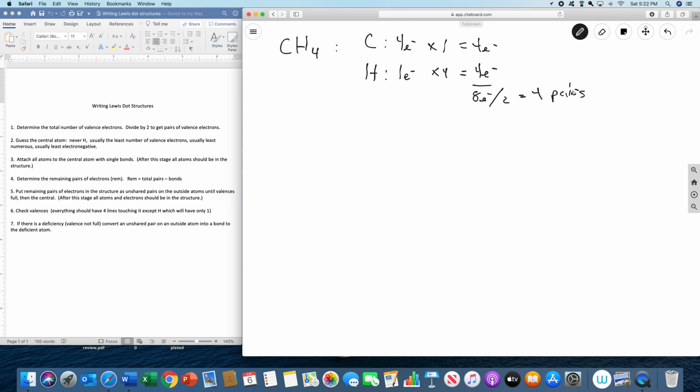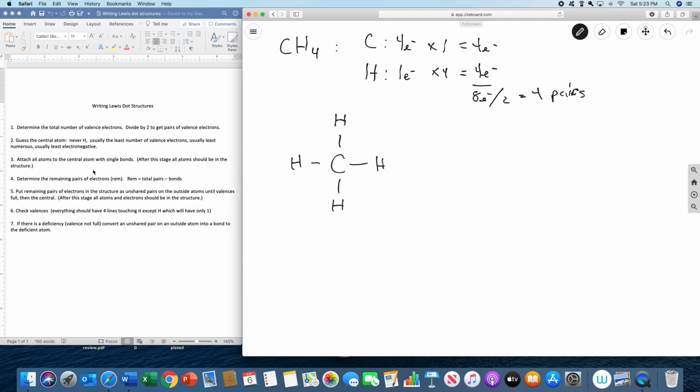That says pairs. All right, so we're going to have 4 pairs of electrons. Now we're going to guess the central atom, and in this case, the central atom is going to be carbon. Then we're going to attach everything to the carbon. So how should you attach it? First guess is symmetrical. Why? Nature is symmetrical. So we're going to draw that.